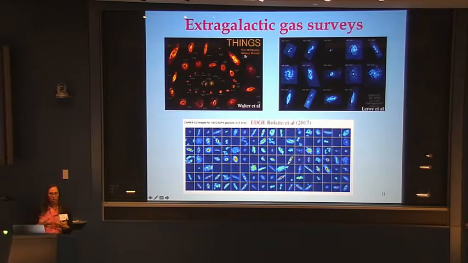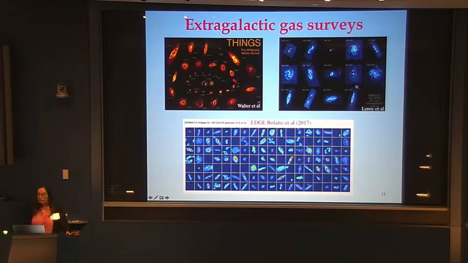So in addition to our view of our own galaxy in the interstellar medium, one of the things in the last decade that's been very exciting is higher resolution observations of the ISM in external galaxies. Here are some examples from some of the studies. This is atomic gas. This is molecular gas in external galaxies. At this point, there are some surveys that have some tens of galaxies surveyed at about kiloparsec scale in atomic and molecular gas.